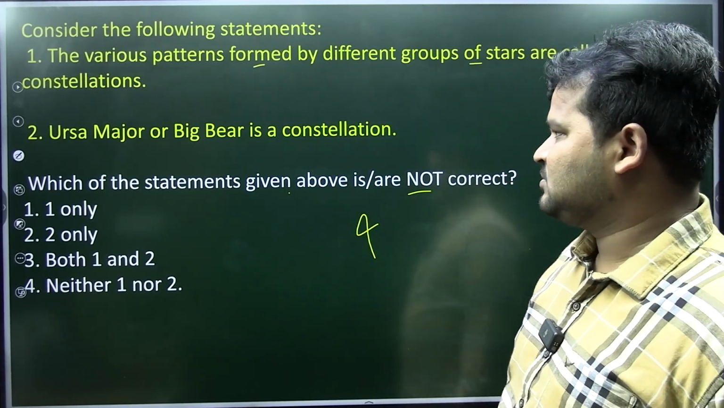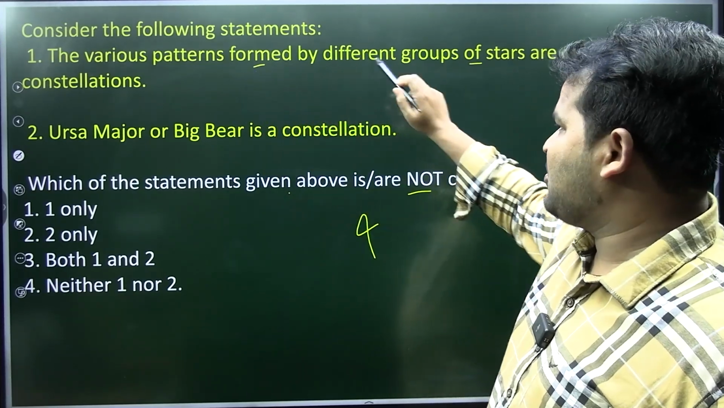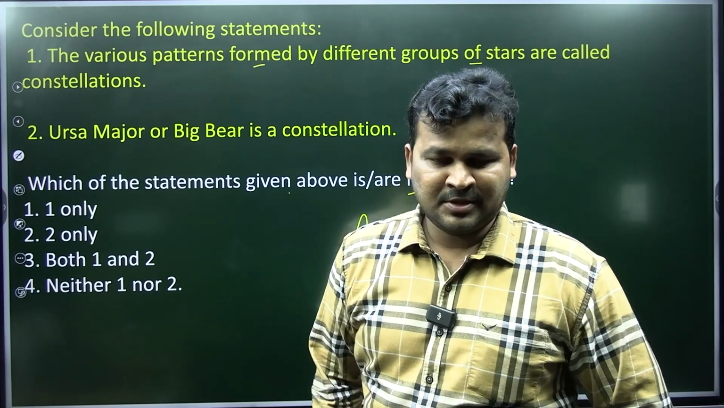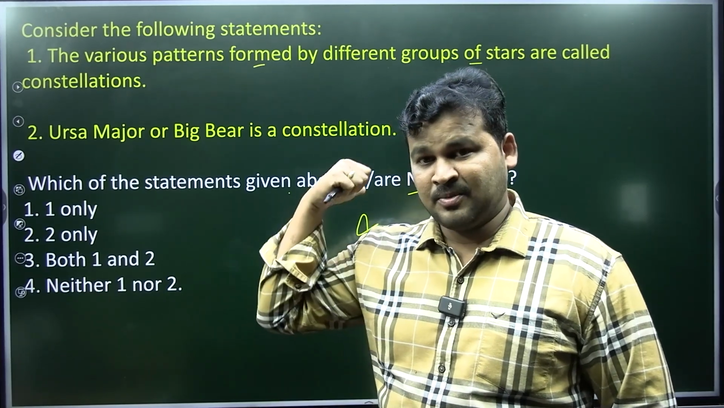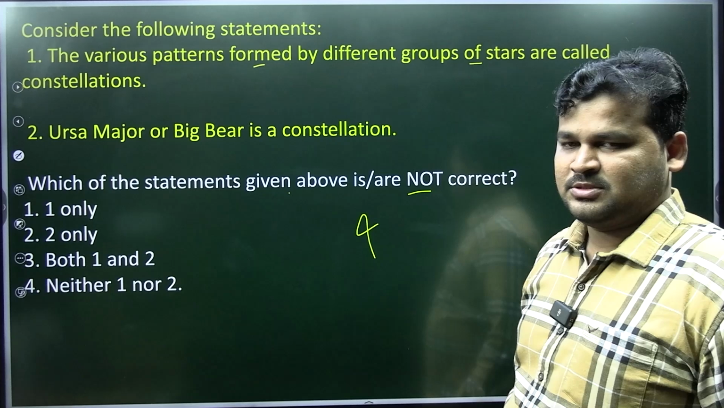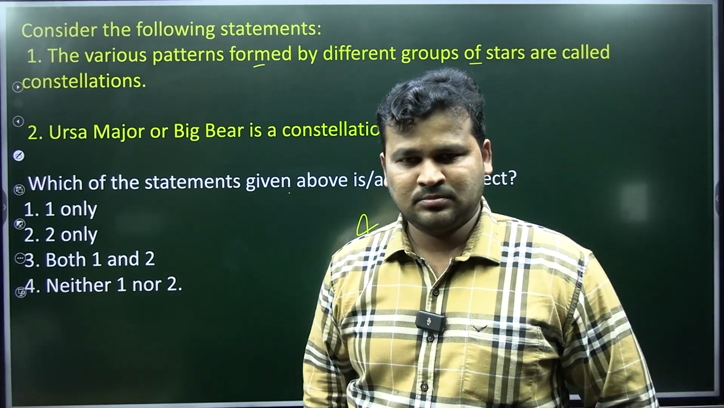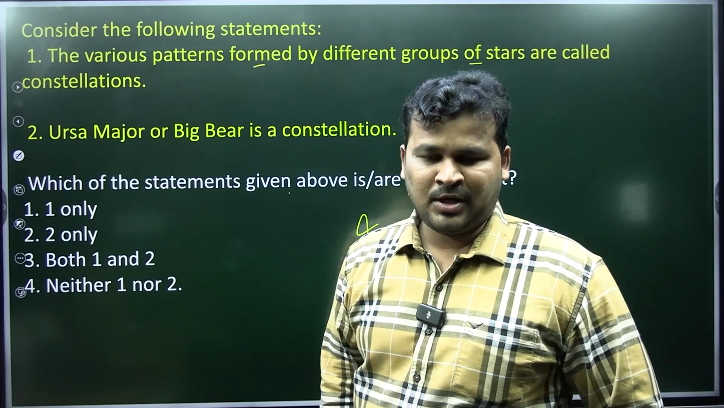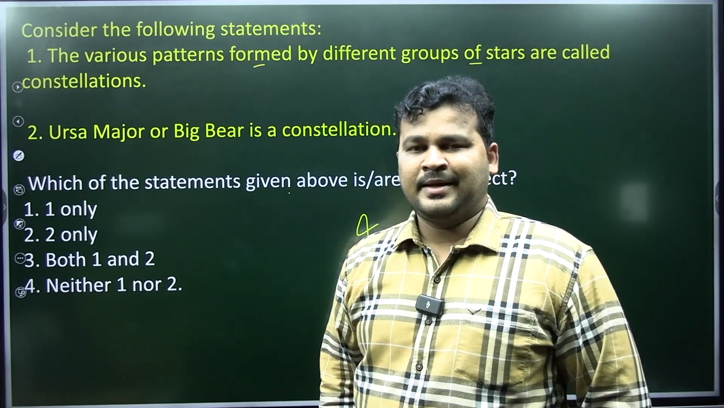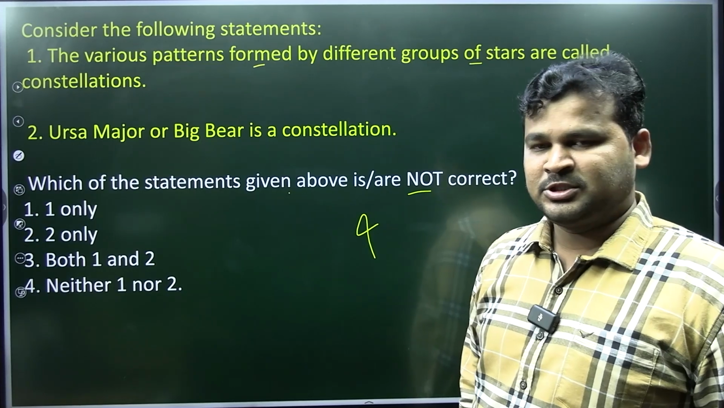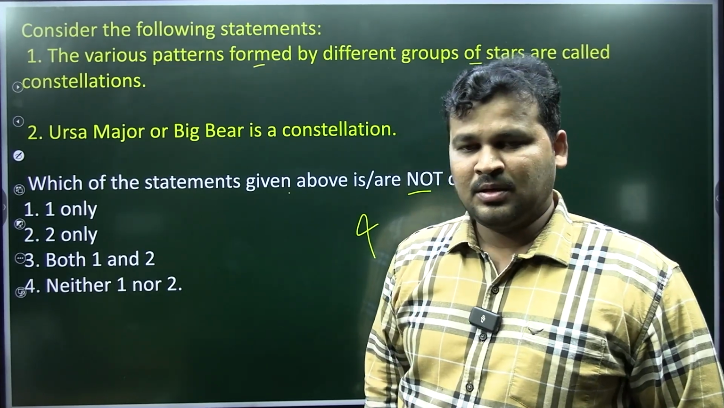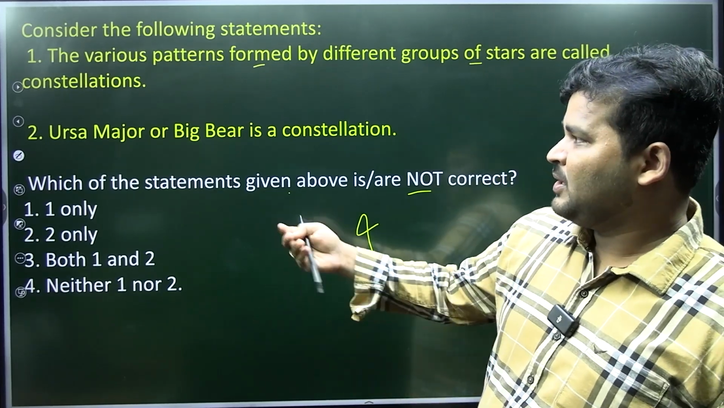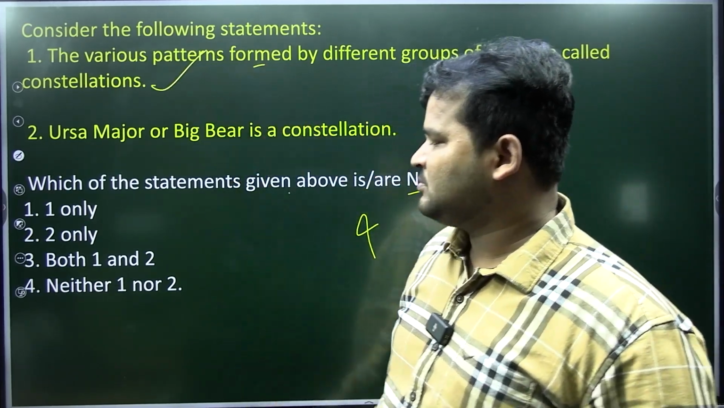So let me explain it. The various patterns formed by different groups of stars are called constellations. Exactly. What is the definition of constellation that I have discussed in the main class? A constellation is nothing but a group of stars. It can exhibit different shapes like a bear, like a Saptarishi. Already we have discussed them. So finally this statement is true.